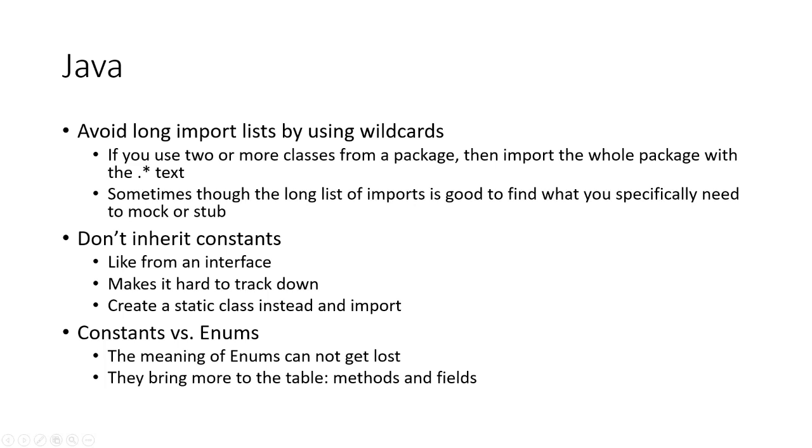Continuing along this, constants and enums. The meaning of enums cannot get lost. They bring more to the table, methods and fields. So sometimes, a lot of times, I think actually Uncle Bob says it's better to use enums than constants because the meaning of an enum cannot get lost. So an enum, an enumeration, I think that's what it stands for in Java, is like you name it, that is what it is, and there's no misconstruing it, basically.